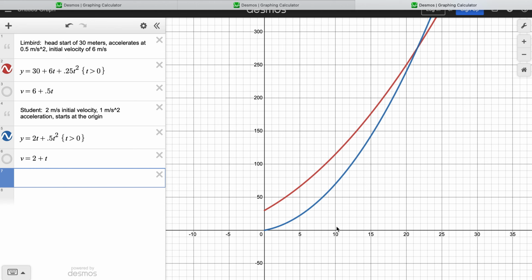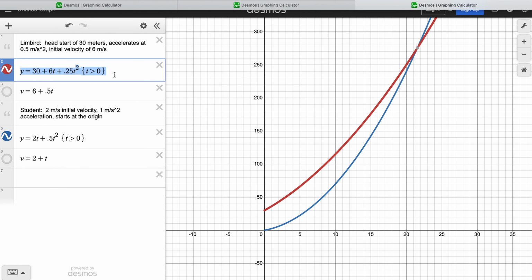Type questions. Okay, so this one in red is me, and in blue is a student. It says that I have a head start of 30 meters. I accelerate at a half a meter per second squared, and I have an initial velocity of 6 meters per second. So up here, this is the equation.